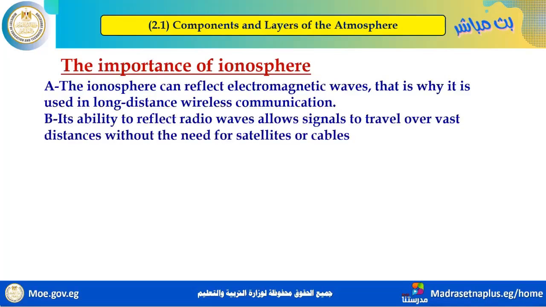Next, it is the ability to reflect, like I have said, radio waves, allowing signals to travel over a vast distance without the need for satellites or cables. Imagine radio waves, wireless communications, reaching us without cables, without the need for satellites or cables. This is because the ionosphere can reflect all these waves to the Earth's surface.